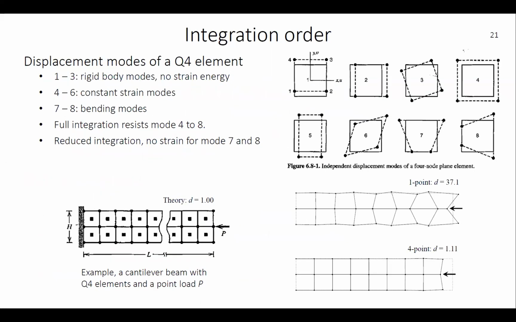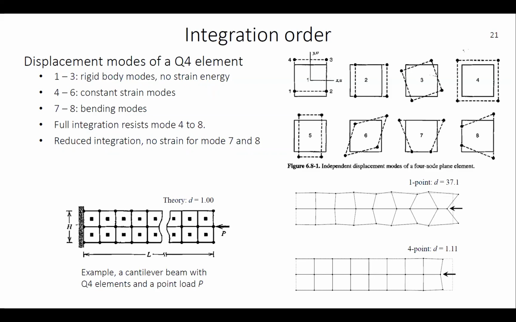So if you look again at the Q4 element, we can have these different states of displacement modes. The first 3 modes here are just rigid body modes. So the relative distances between the nodes are unchanged. So we don't have any change in the relative displacement and hence no change in the strain. So we have no strain energy. So these are just rigid body modes. They will move in a rigid sense, either translation or rotation.